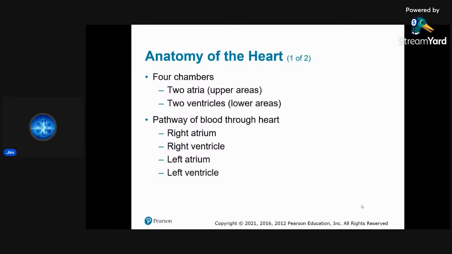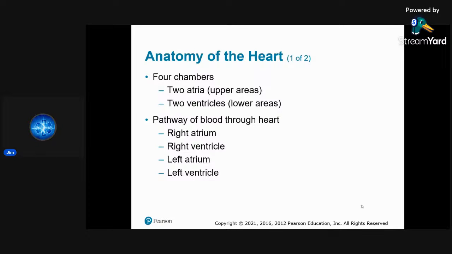Pathway of blood through the heart. It enters through the right atrium. It'll go through the tricuspid valve down into the right ventricle. The heart contracts. It'll shoot blood out through the pulmonary artery into the lungs. Now, while I've got your attention, the pulmonary artery is the only artery in your body that carries deoxygenated blood. All other arteries carry oxygenated blood, but the pulmonary artery does not. It carries deoxygenated blood, so it's got the waste products in it.